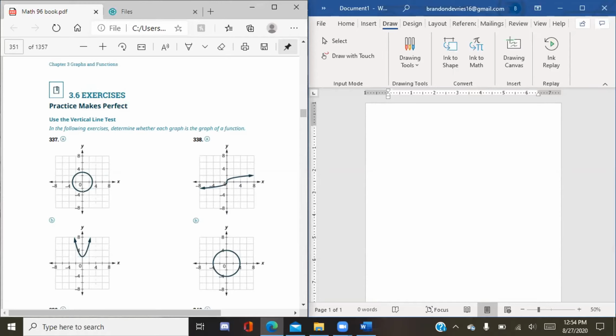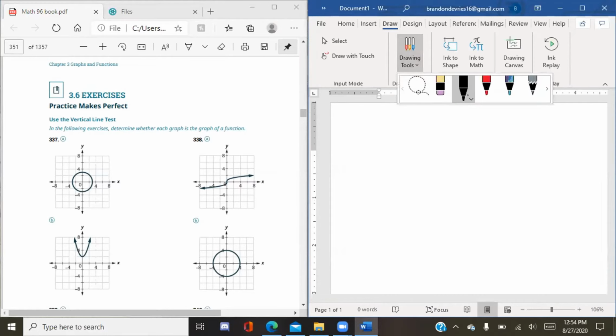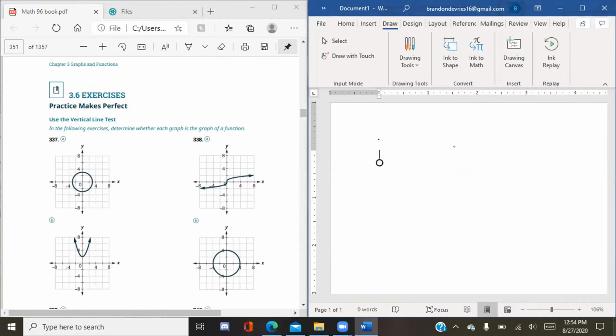Yeah, that one's not a function. I sketched it and then just drew a dotted line through it, pretending that was the line, and I just said it failed. Yeah, not a function because it doesn't pass the vertical line test.